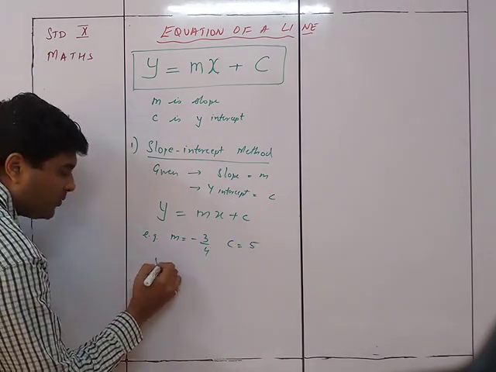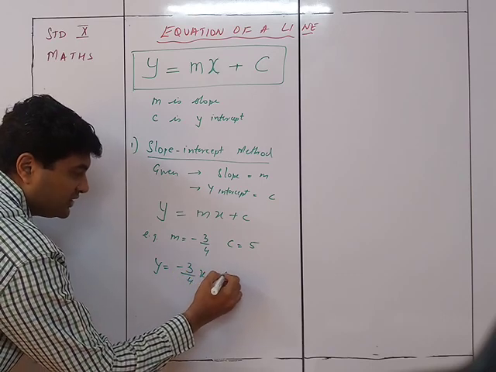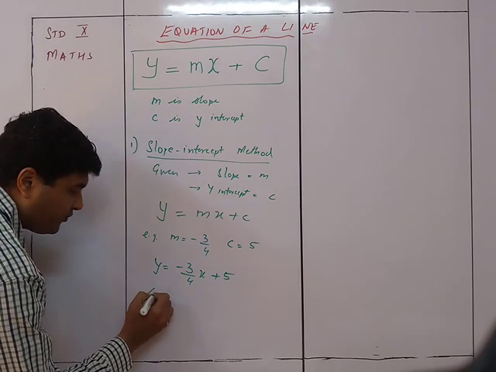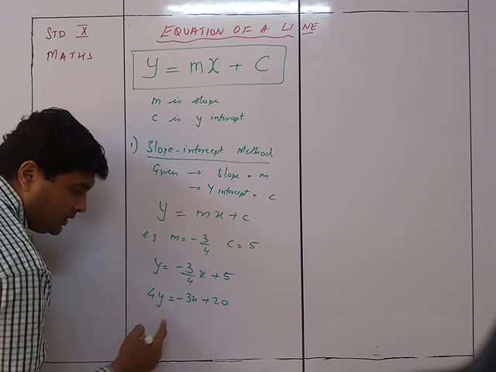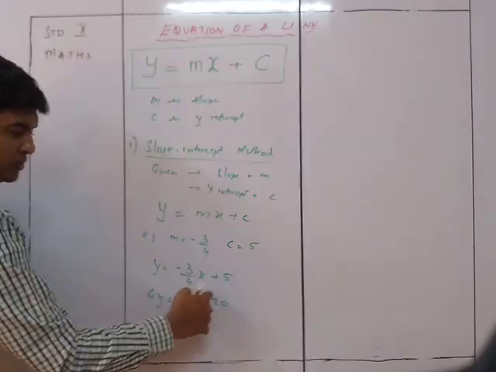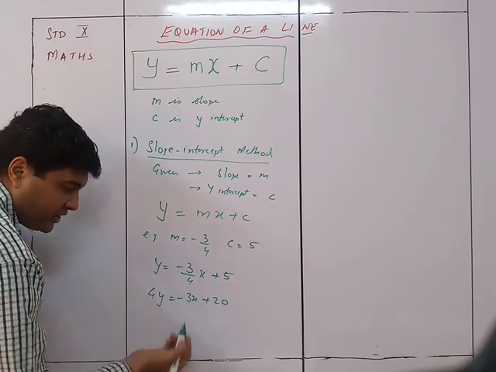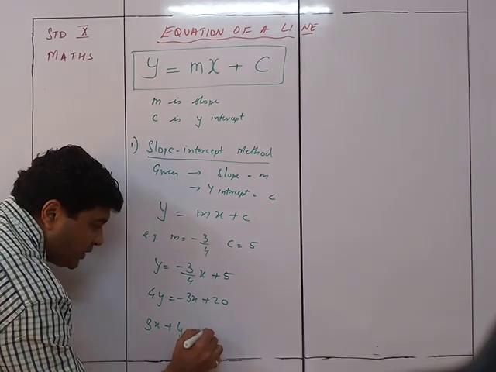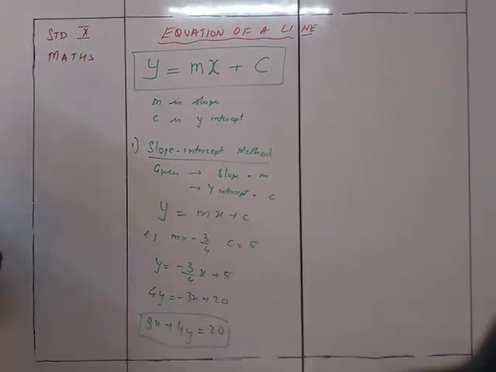Then the equation will be y is equal to minus 3 upon 4 x plus 5. You can always take the LCM and write 4y is equal to minus 3x plus 20, because the 4 multiplies over to 20 and the 4 comes here. So accordingly, you can have this as the equation, or you can have 3x plus 4y is equal to 20 as the required equation. Got it?